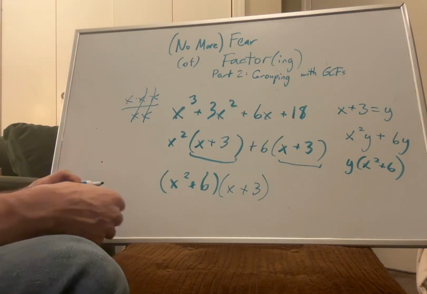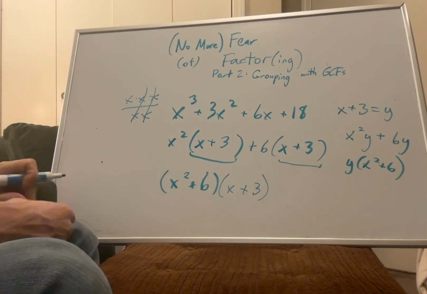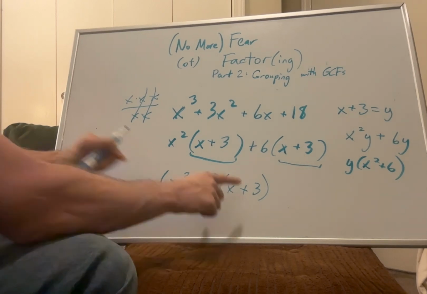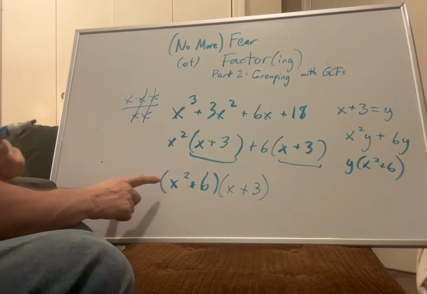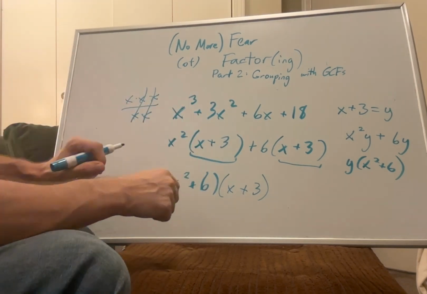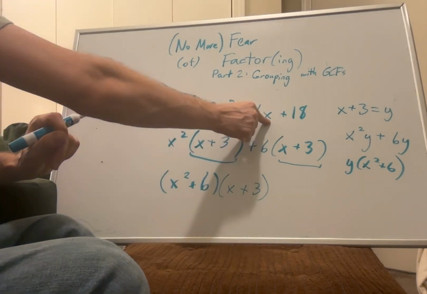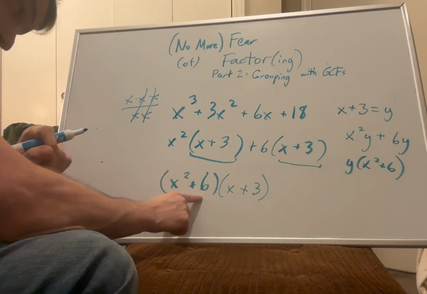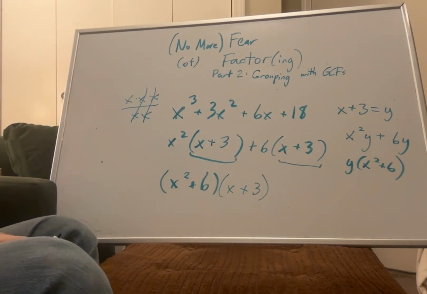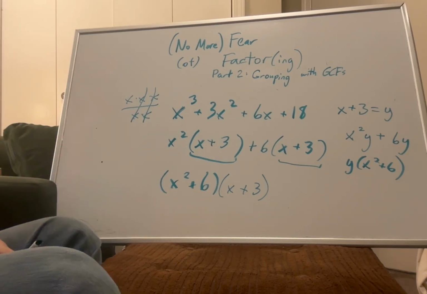We can always double check this by performing our FOIL operation: first, outer, inner, last. X squared times x is x cubed. X squared times 3 is plus 3x squared. 6 times x is plus 6x. Then lastly, 6 times 3 is indeed 18. So it looks like it all checks out here, and this will be our final factoring.